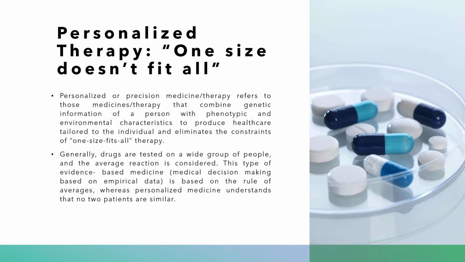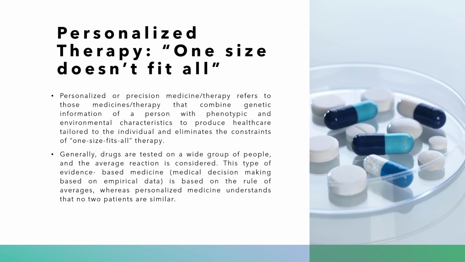Generally, drugs are tested on a wide group of people, and the average reaction is considered. This type of evidence-based medicine, that is medical decision making based on empirical data, is based on the rule of averages, whereas personalized medicine understands that no two patients are similar. Now you understand the difference between them.